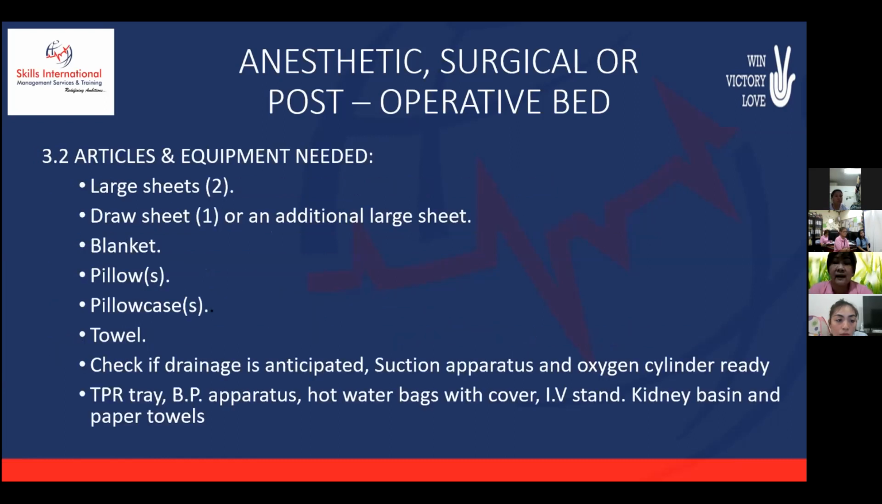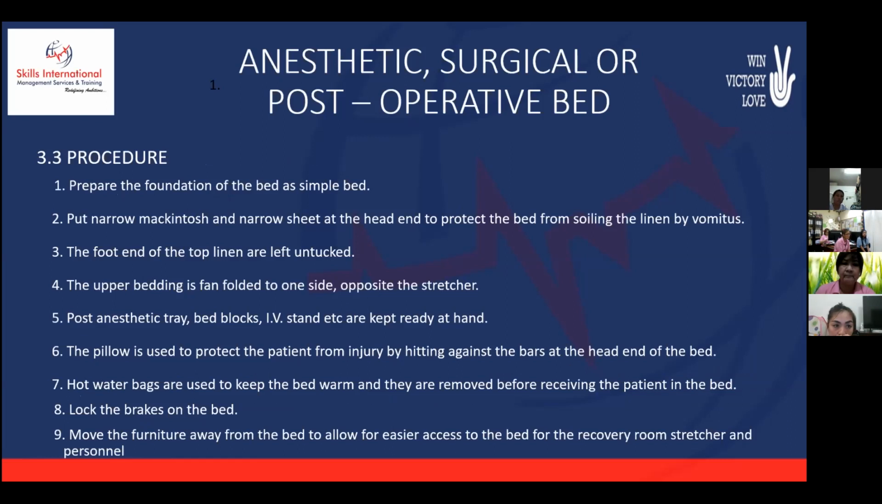So what are the articles and equipment we need? We need a large sheet, draw sheets, blanket, pillows, pillowcases, towels. Check if drainage is anticipated. We have to check whether the patient coming from the operating room has drainage or lines, and we have to prepare suction, an oxygen cylinder, the vital signs tray, hot water bags for cover, the IV stand, kidney basin, and some paper towels.